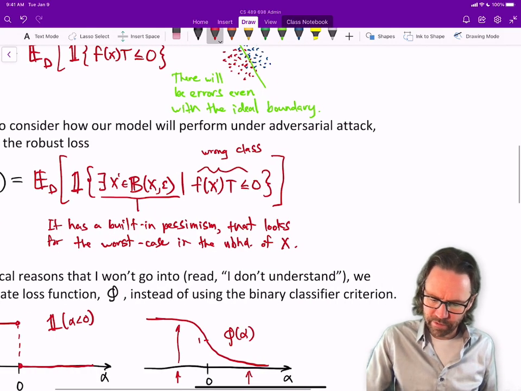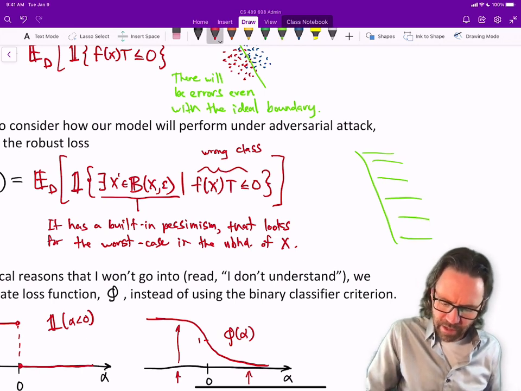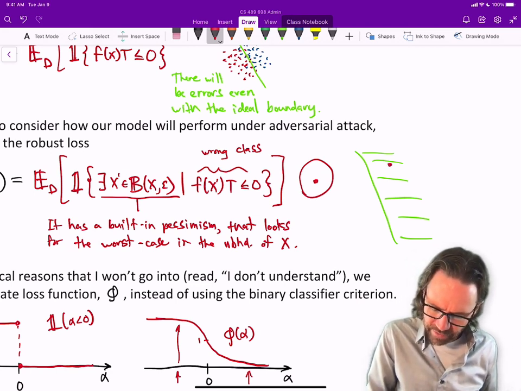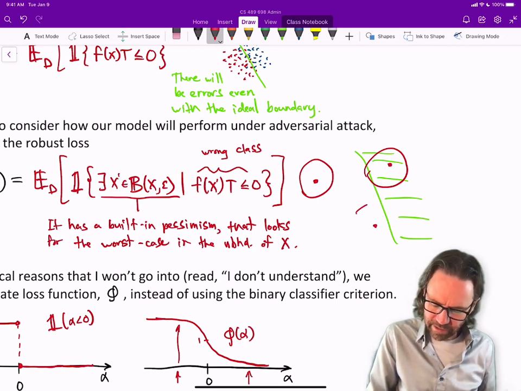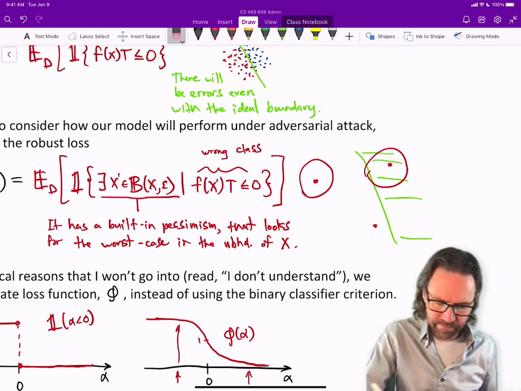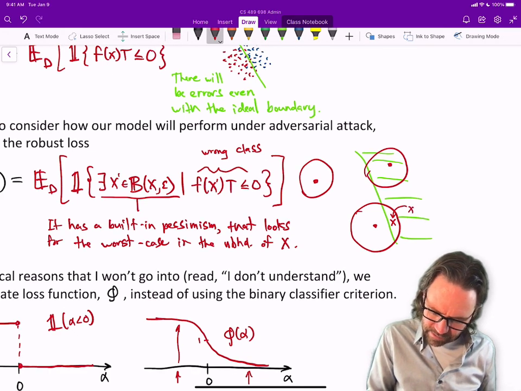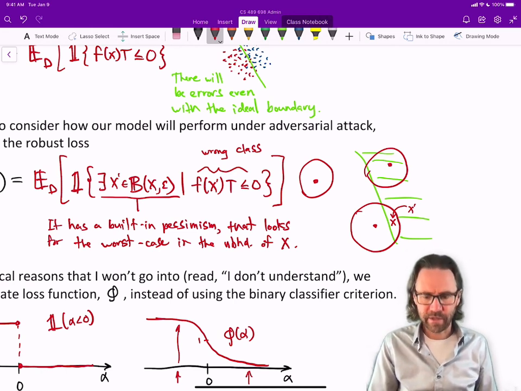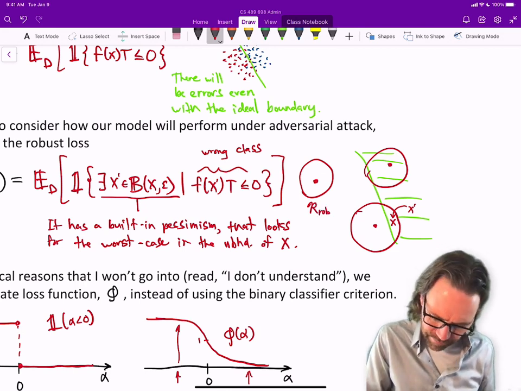I was going to draw this. There's a decision boundary here, and this is the wrong side. So we'll have some x's over here, and these are correctly classified. But we'll have some x's over here that are incorrectly classified. And then we'll have some x's out here that are correctly classified, but there is an x primed in the epsilon neighborhood that gets misclassified. So our robust loss counts both of those.